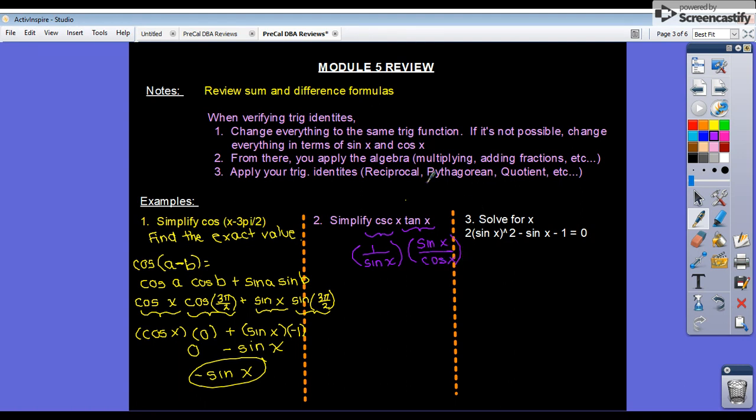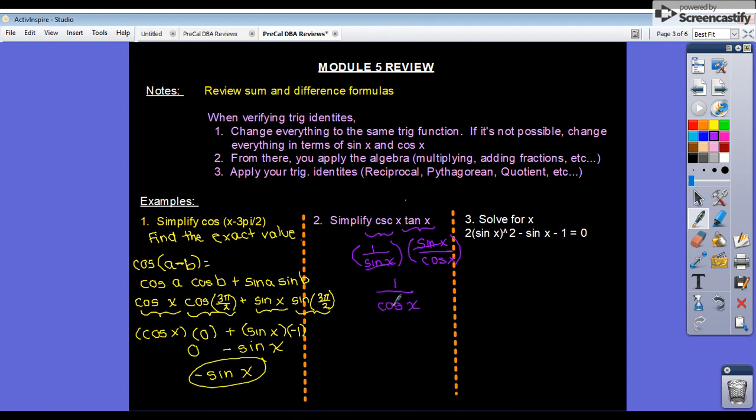So from there, you apply the algebra. Meaning in this case, you have two fractions being multiplied to each other, so you can multiply. We do multiply fractions straight across. You can also cross reduce before multiplying straight across, because if you look, the sines will divide out. And I'll be left with 1 over cosine x.